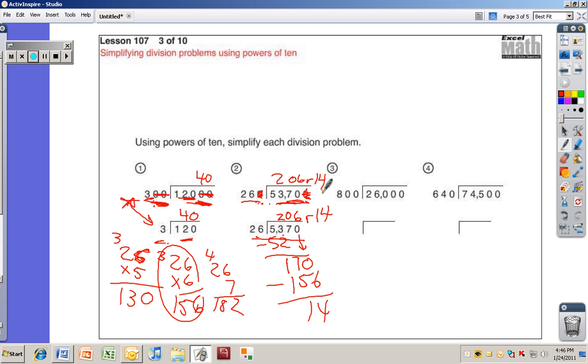Okay, pause the video. Try numbers 3 and 4, and then turn it back on when you're ready to see the solution. All right, here we go.